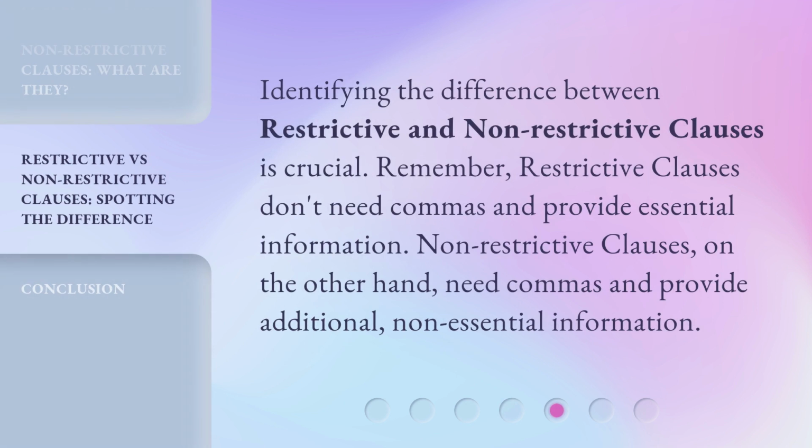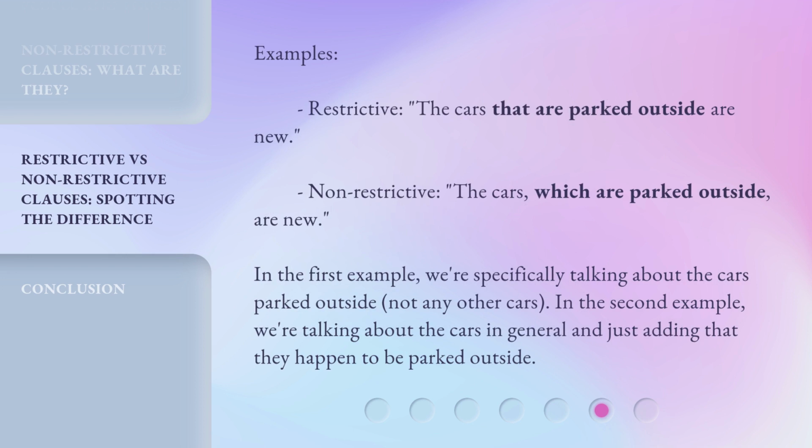Identifying the difference between restrictive and non-restrictive clauses is crucial. Remember, restrictive clauses don't need commas and provide essential information. Non-restrictive clauses, on the other hand, need commas and provide additional, non-essential information. Examples: Restrictive: The cars that are parked outside are new. Non-restrictive: The cars, which are parked outside, are new.